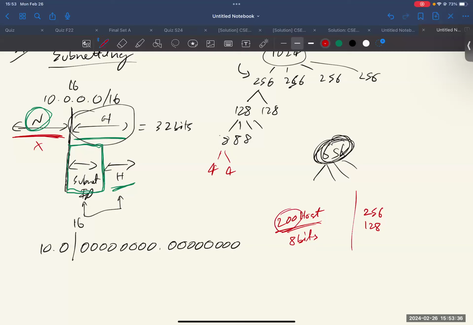So this is 200 hosts plus I need 2 more IP addresses to represent the network and the broadcast address. So say I have my host requirement is 256. How many bits do I need now? 8 bits or 9 bits?